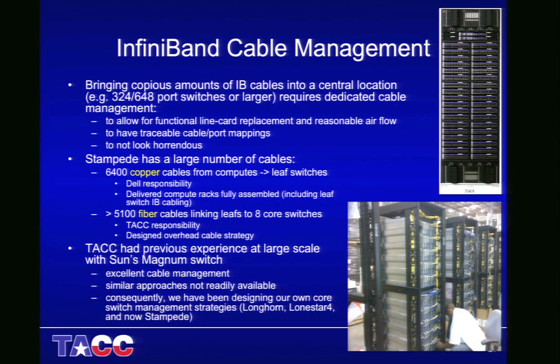And Stampede is an all IB system, right? So the MPI traffic is IB, the Lustre traffic is IB, everything is IB. We do have a back-end Ethernet network, but all the high-performance work is done over IB. So we have a lot of cables. Internally to a rack, all of that cabling is copper. We have about 6,400 copper cables, which go from compute nodes to leaf switches.